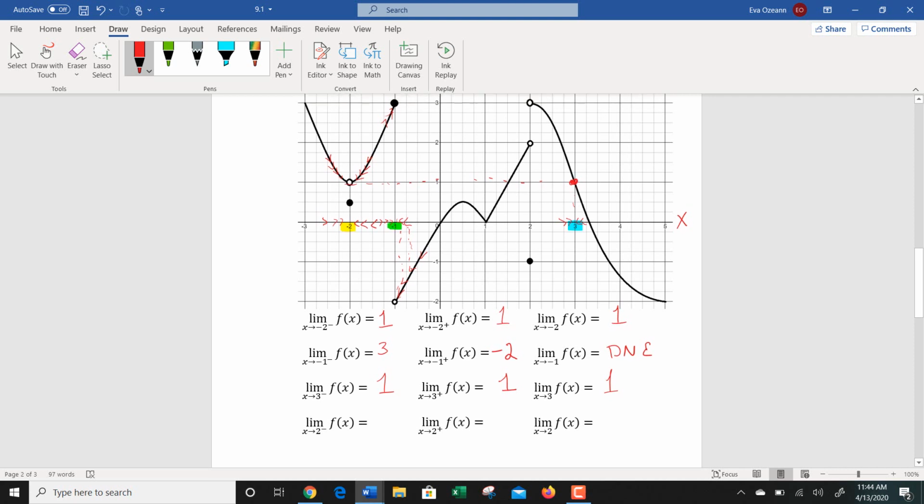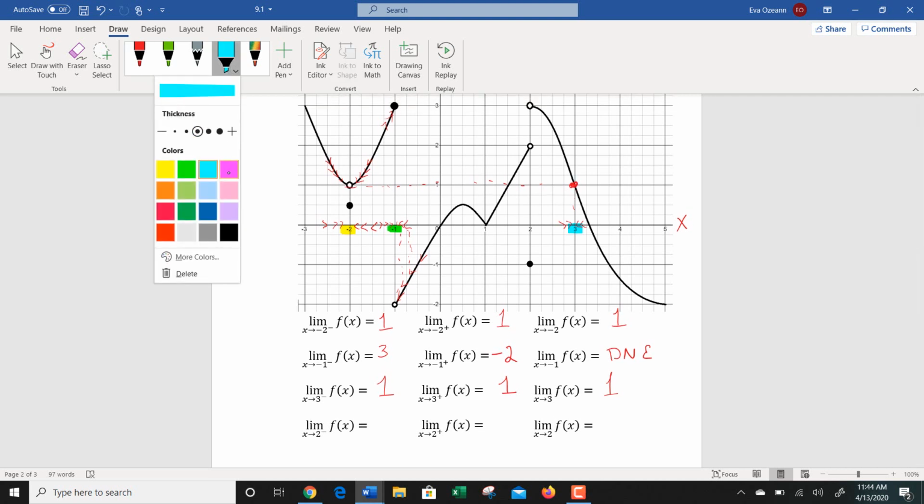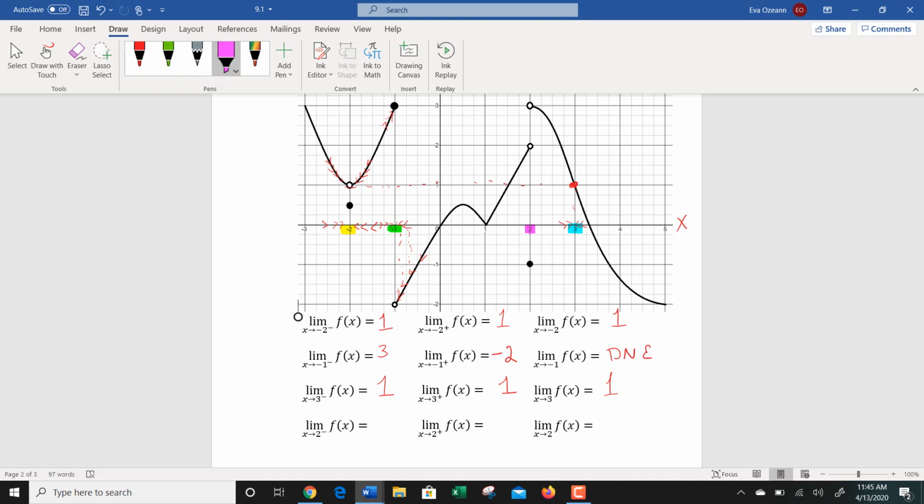All right, the last one would be the limit as we approach 2. So, as we get closer to 2, remember that negative means we're getting closer from the left-hand side.